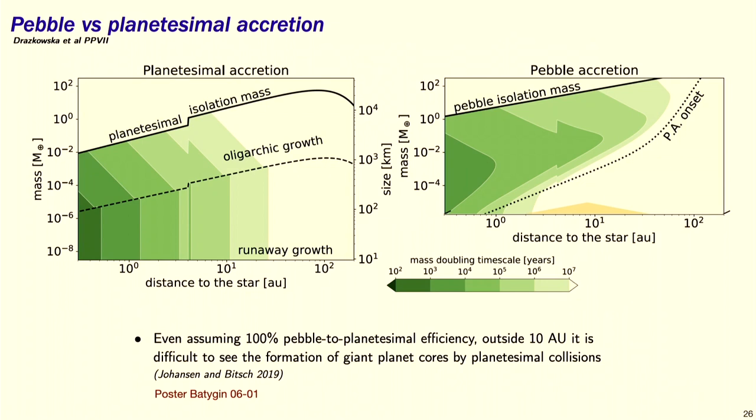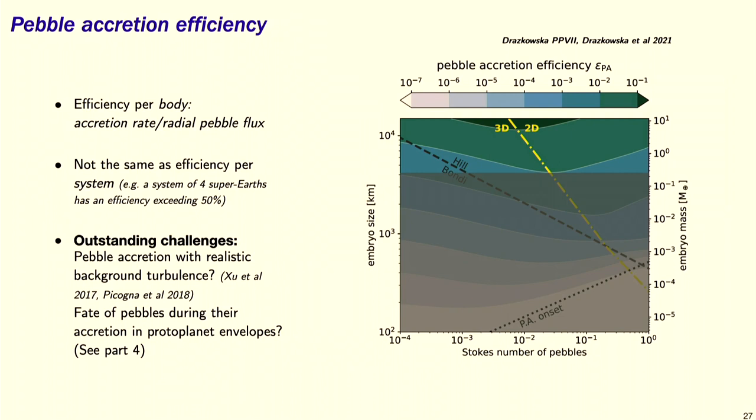Now here we compare pebble and planetesimal accretion. So this is the plot we looked at before. Here we see planetesimal accretion, and the difference is clear. For an equivalent mass budget, planetesimals can barely make it beyond 10 AU. So you can still efficiently form things by planetesimal accretion on short orbits. There's also a poster about this here in the meeting, but at wider orbits, it is difficult to do it with planetesimals.